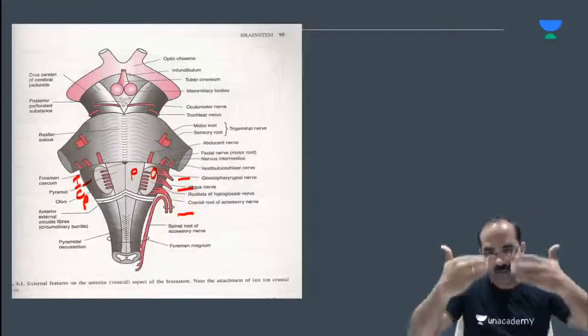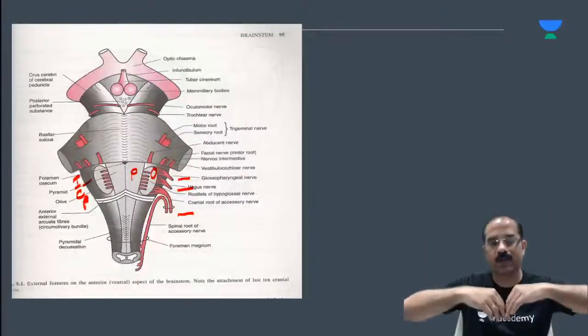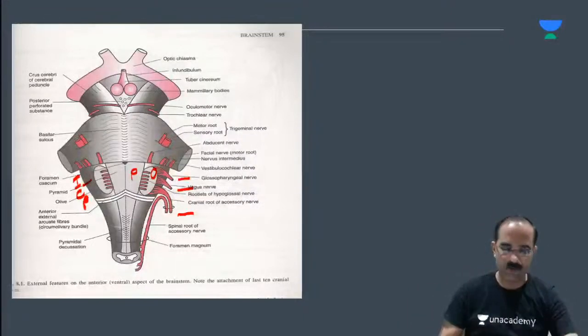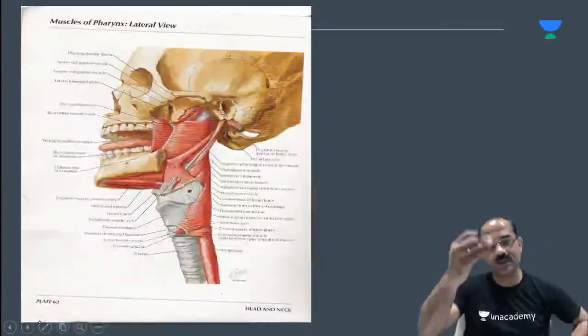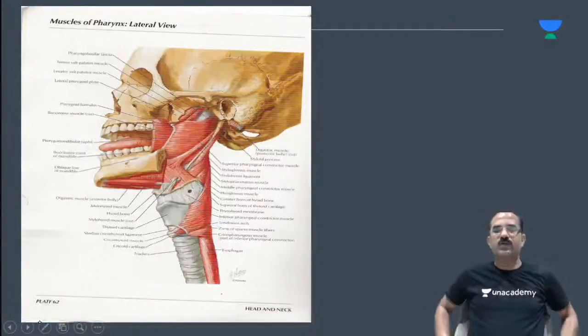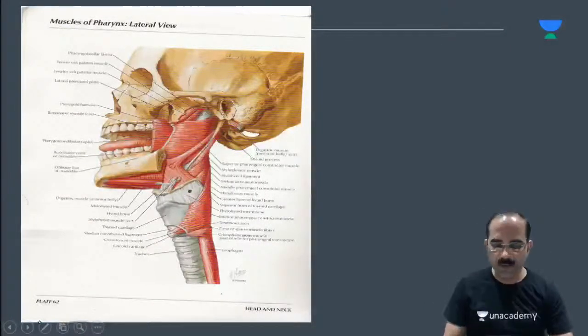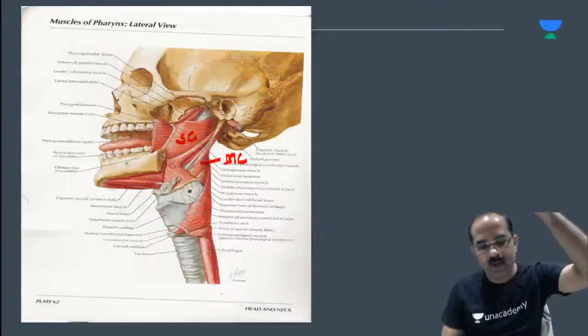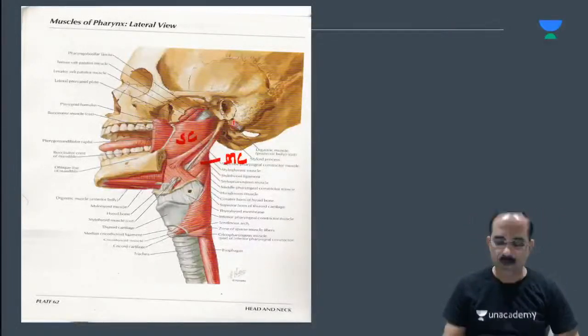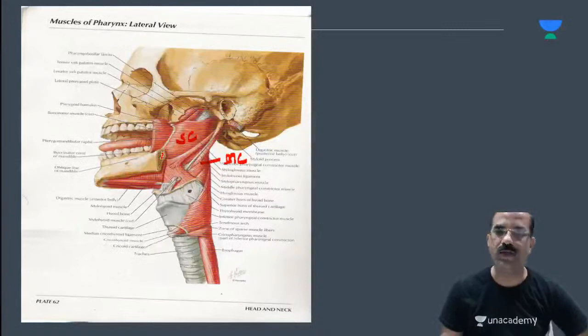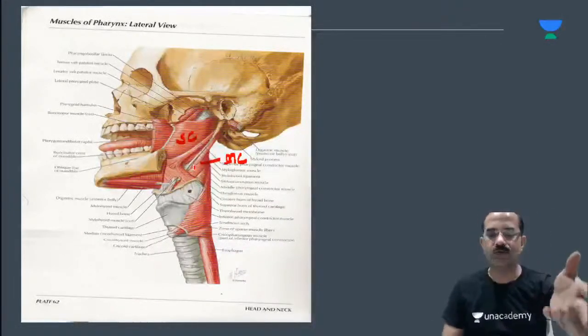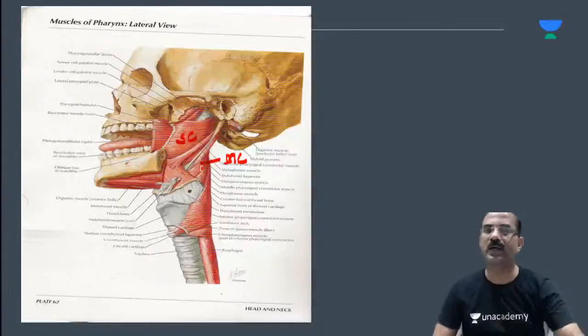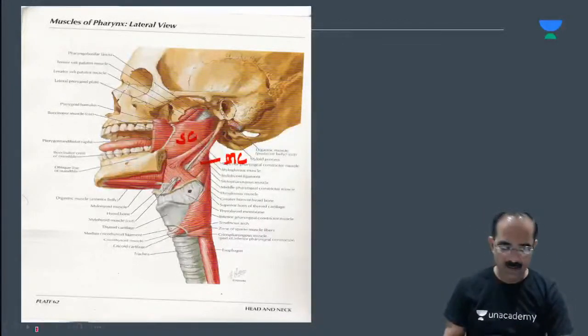The moment it gets outside the skull, now it enters the pharynx. How does the glossopharyngeal nerve enter the pharynx? It goes between, what is this muscle, students? That's the superior constrictor. And what's this muscle? That's the middle constrictor. Between the superior and the middle constrictor muscles of the pharynx, the glossopharyngeal nerve enters the pharynx along with the stylopharyngeus muscle. The stylopharyngeus muscle and the glossopharyngeal nerve go between the superior and the middle constrictor muscles of the pharynx. So that's about the glossopharyngeal nerve.